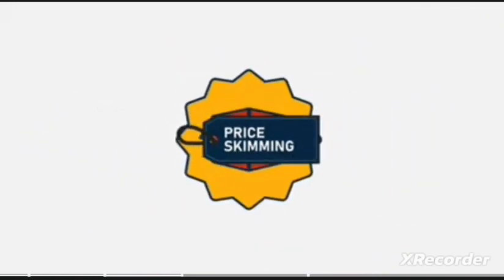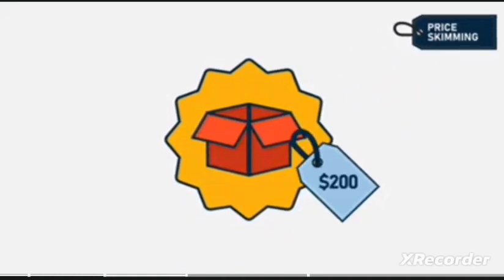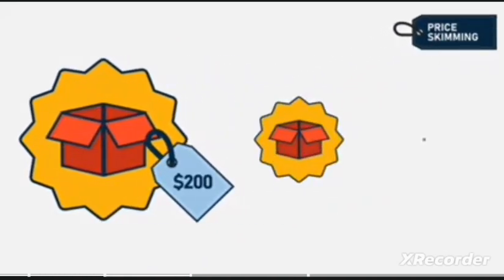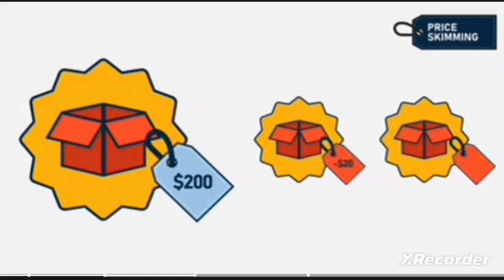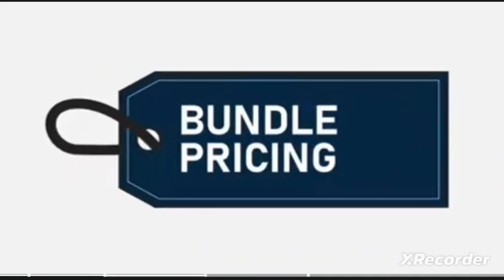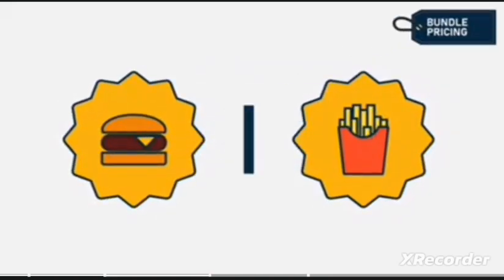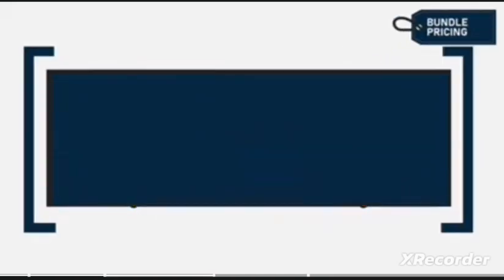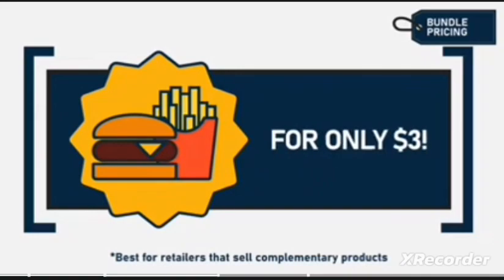The third one is called price skimming. Price skimming lets you set high prices for a new and popular product and lower it over time as it loses its popularity. There's also a strategy called as bundle pricing. Bundle pricing means selling complementary products together for a rate lower than their individual prices.